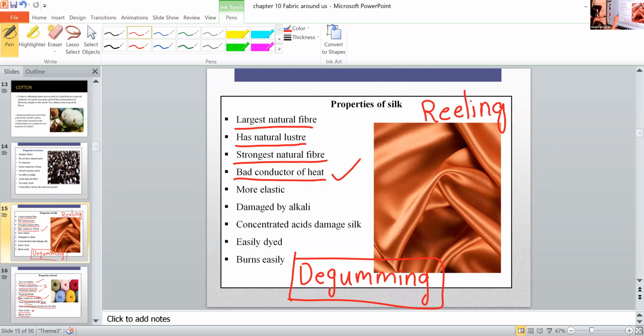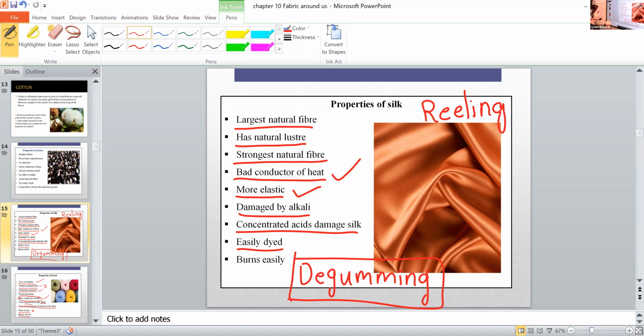Then they are more elastic. Wool has the maximum elasticity property, and silk is also more elastic. It's damaged by alkali, and concentrated acids damage silk. Both acid and alkali harm the silk fiber. And it is easily dyed.